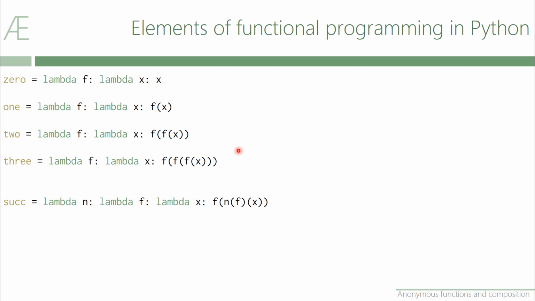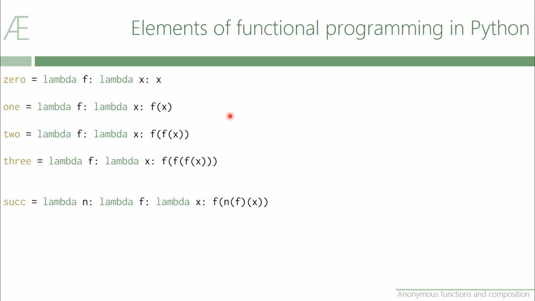That is, given x, it returns f applied to x, then f applied to f of x, and so on for n times. Thus, 0 is a function that, given any function f, returns an identity function, which just returns its argument. It's the same as returning the argument with function f applied to it 0 times, and so on.